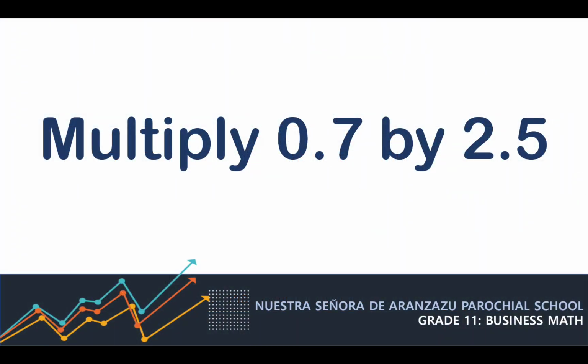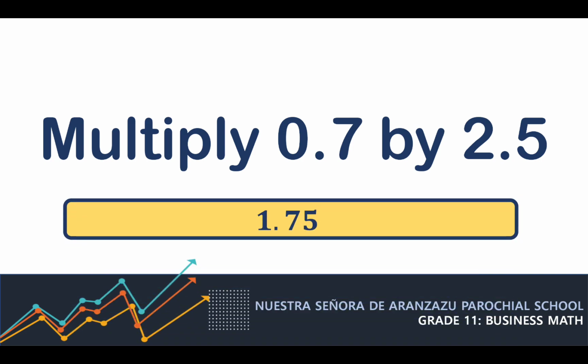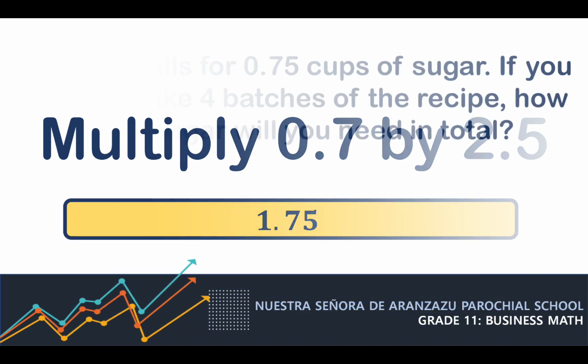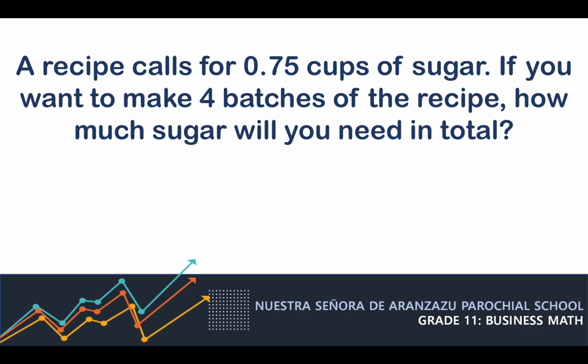Okay, let's try this one. But on this part, kayo naman yung sasagot. So, you get the ball pen and paper, then try to solve this part. Multiply 0.7 by 2.5. Okay, you may pause the video, then kapag may sagot na, you go back here and play the video. So, the product is 1.75. Okay, how about this one?